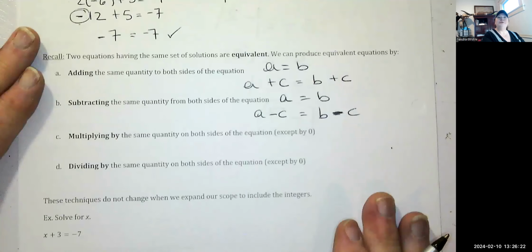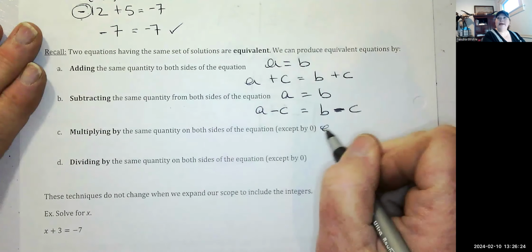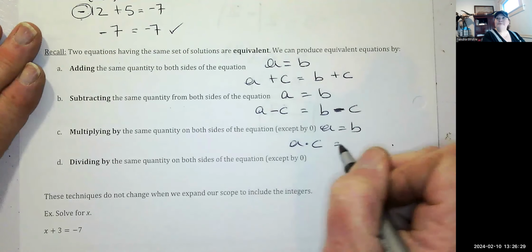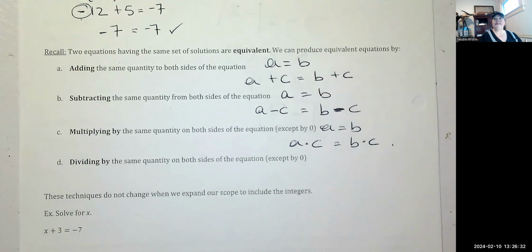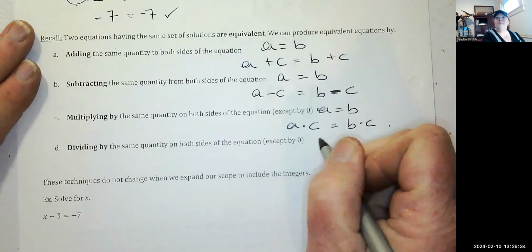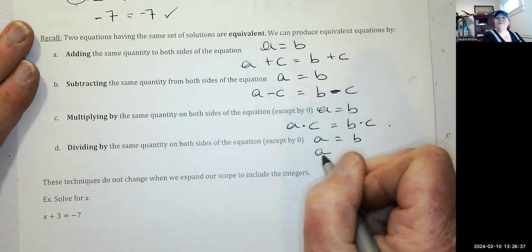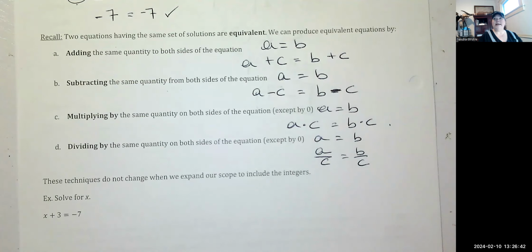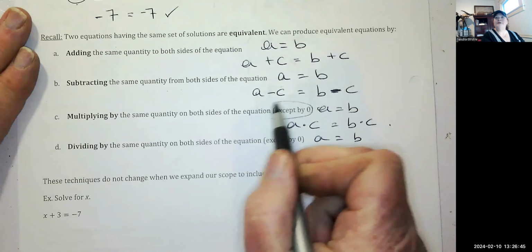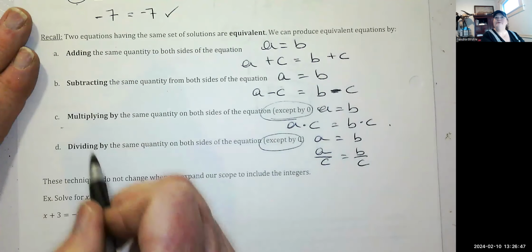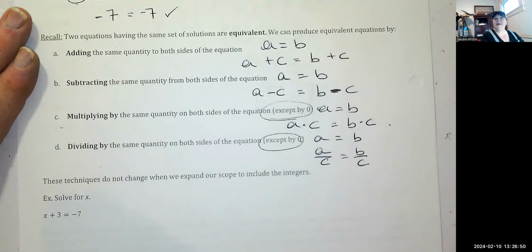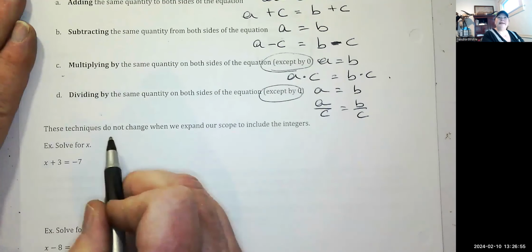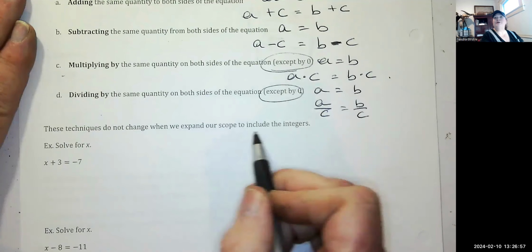Multiplying by the same quantity. Again, if we have A equals B, we can multiply both sides by C, and it still maintains the equality. And division as well. If we have A equals B, we can divide both sides by the same value and still maintain equality. The only exception for both multiplication and division is 0. That's the only thing that's going to change. So these techniques do not change when we expand our scope to include the integers.